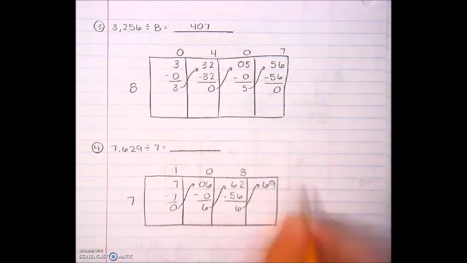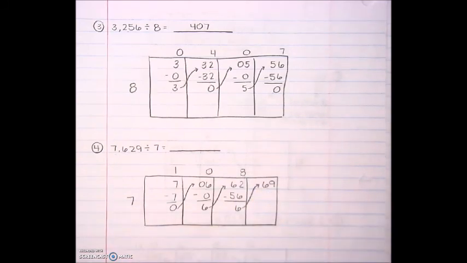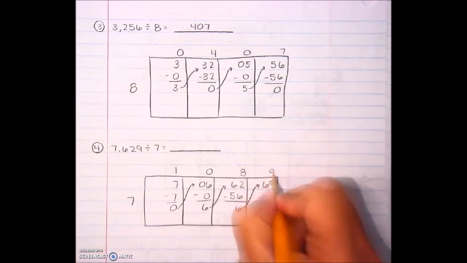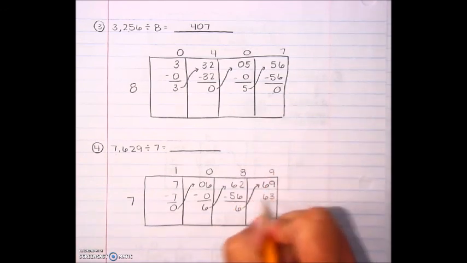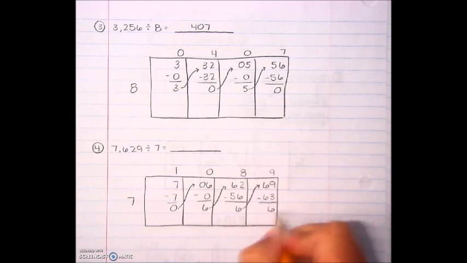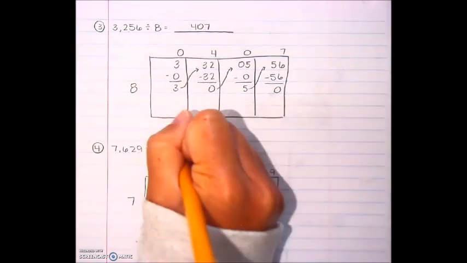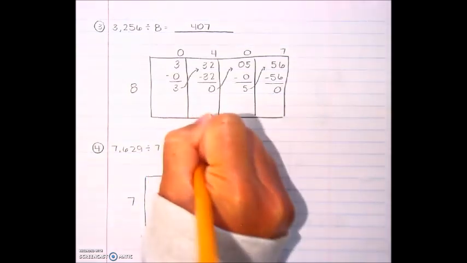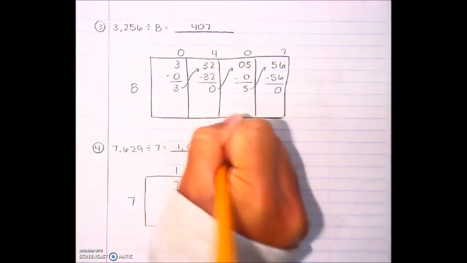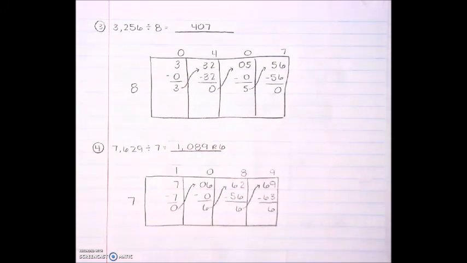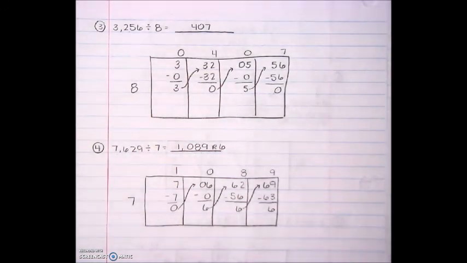Bring it up. 7 can fit into 69. 9 times 7 is 63. Subtract, I'm left with 6. I have no more columns, so that means that's my remainder, which means my final answer is 1089, remainder 6.